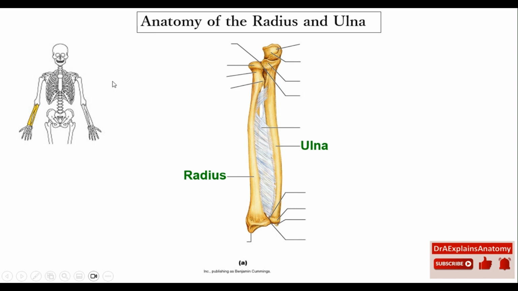So right here we can see the body is in the anatomical position, which is upright, facing forward. The arms are hanging at the sides and the palms are facing forward. Starting with the structures on the ulna, which is the medial bone. This right here is the interosseous membrane, which is a membrane that connects both bones together.